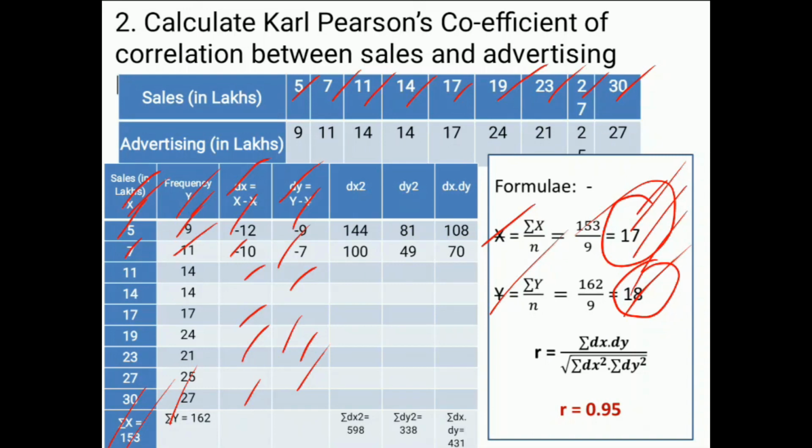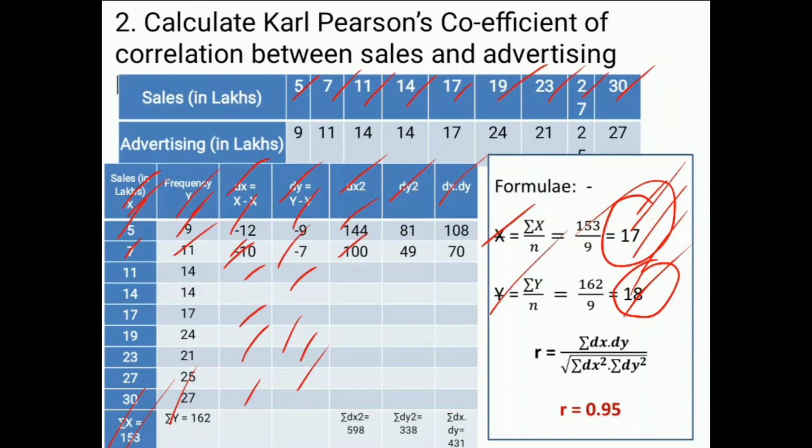After finding dx and dy, the next three columns have been extended. These are the three important columns required for the formula: dx square, dy square and dx into dy. Dx square is simple. All the dx values should be squared. 12 into 12 is 144. Minus 10 into minus 10 is 100.